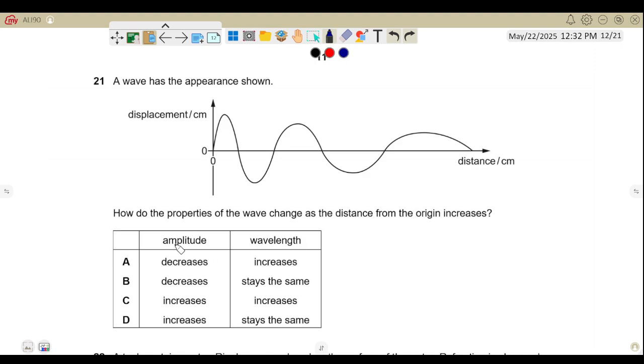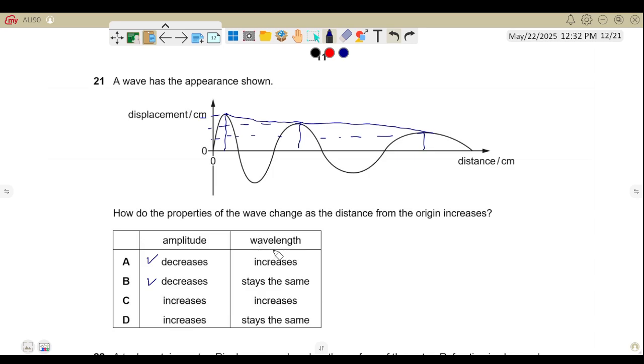So we're going to talk about the amplitude and the wavelength. For the amplitude, let's compare between the maximums, this maximum to this maximum to this maximum. As we can see, the displacements are changing with distance in centimeters. The maximum displacement represents the amplitude. So here we can say that the amplitude is decreasing as the distance increases.